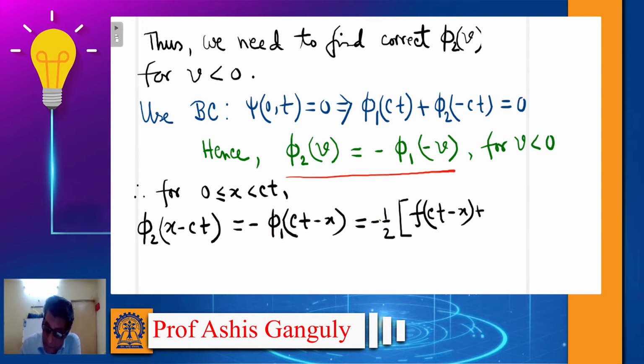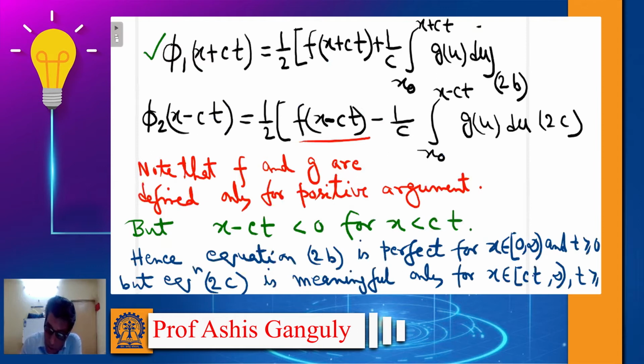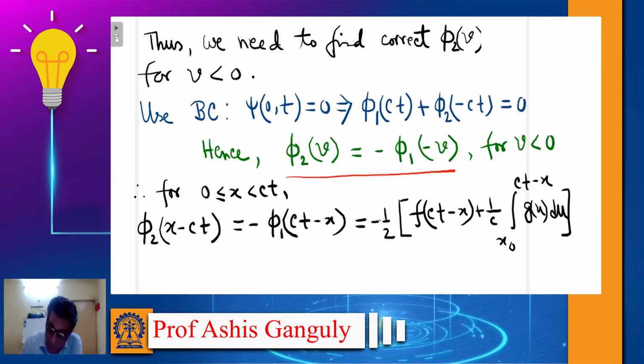Plus 1 by c integral x0 to ct minus x g(u) du. So there was equation number 2c. So let's say it is 3.